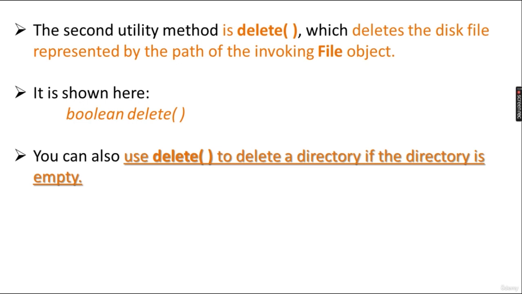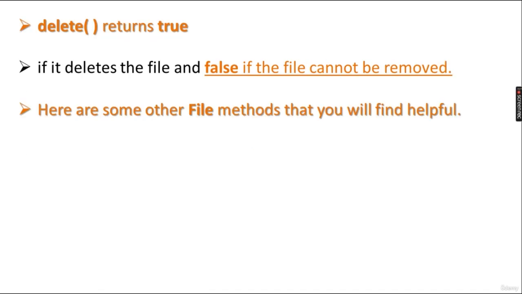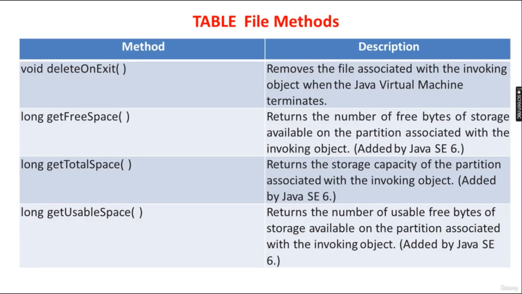You can also use delete on a directory, provided the directory is empty. If the directory is not empty, you cannot use it. Delete returns true if it deletes the file, and false if the file cannot be removed successfully. And some other file methods you will see now. deleteOnExit removes the file associated with the invoking object when the Java virtual machine terminates. When the JVM is done with the job, it will delete that particular file.